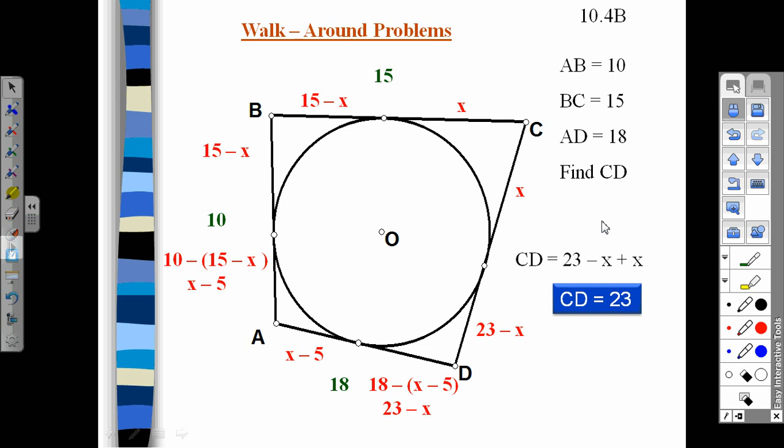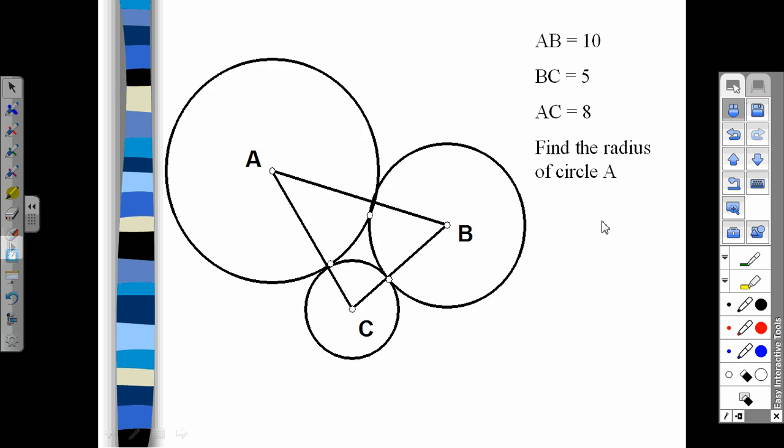Okay, next problem. This is another type of walk-around problem. What we have are three circles that are all tangent to each other. And what they've done is they've connected the centers. So we have three lines of centers here. Okay? And they've told us the length of AB, BC, and AC. So basically they've given us the three sides of this triangle. So let's put those in. We've got 10, 8, and 5.